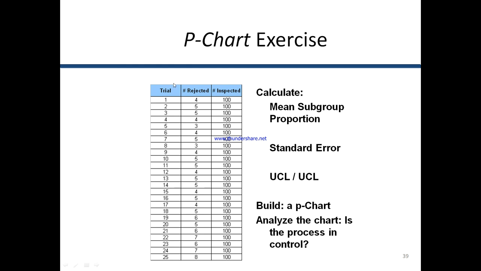That is, for the first sample, the number of defective items is equal to 4, and the sample size is 100, that is 4 divided by 100. For the second sample, you have 5 defective, sample size is 100, 5 divided by 100. Likewise, you have to calculate the proportion for each and every sample. And then you have to take the average value of all the proportions. You take the total of the proportions and divide it by 25, since you have 25 samples.